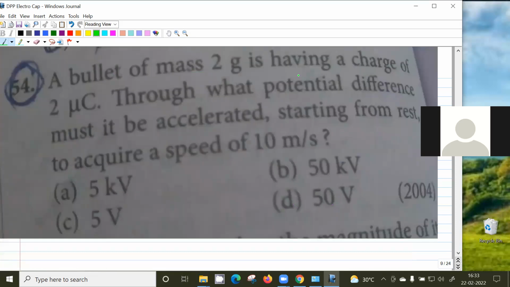A bullet of mass 2 grams having a charge of 2 micro coulombs, then what is the potential difference it must be accelerated from rest? Oh, this is a trivial question. Got the answer?